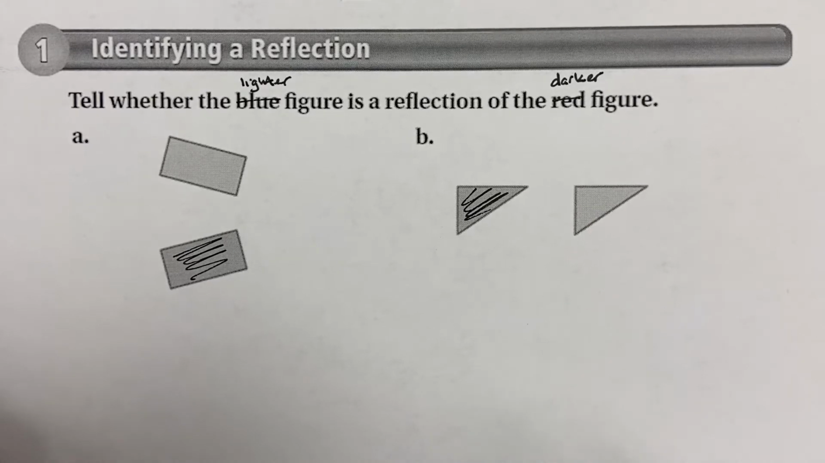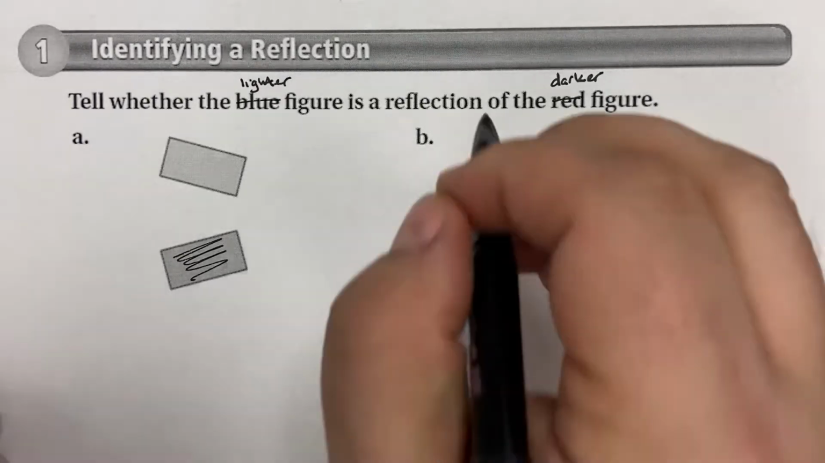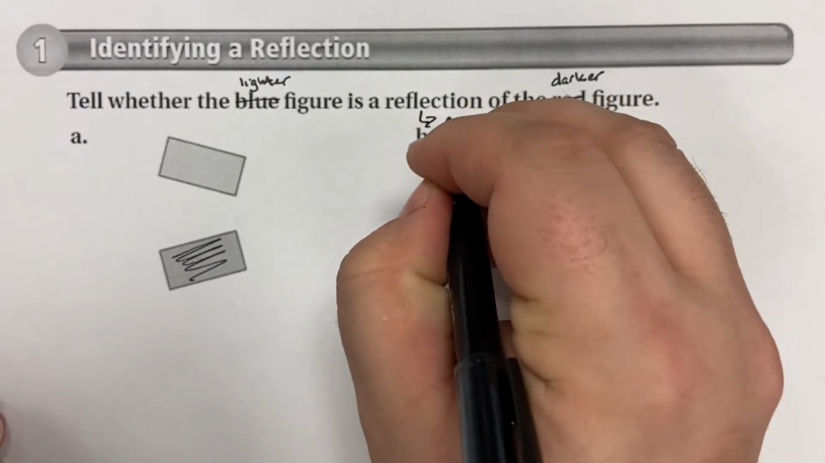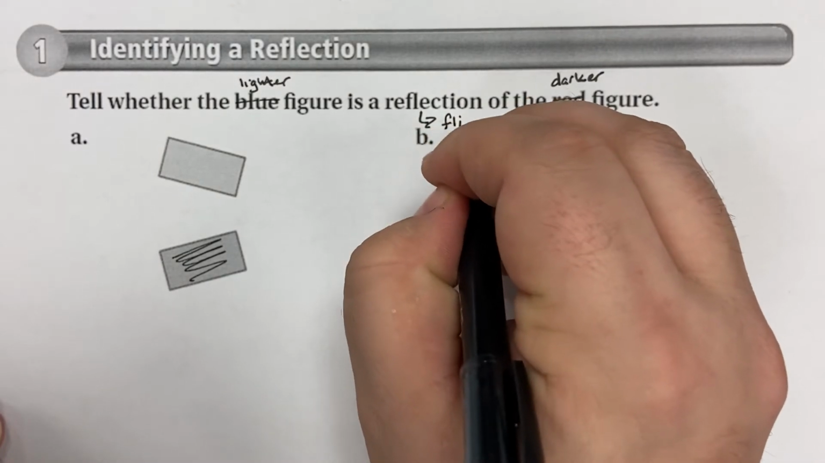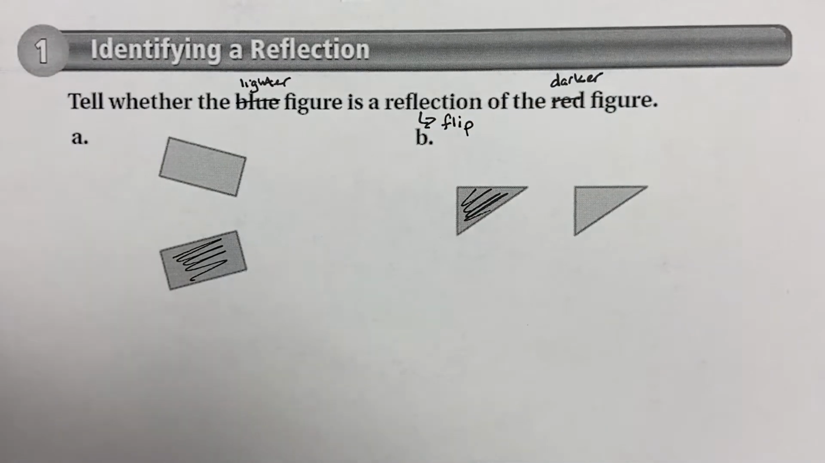All right, now that we've got that out of the way, what we're trying to do is figure out if it's a reflection. The word reflection means to flip. Think about it like a mirror. We call it our reflection for a reason. And the weird thing that happens is there is actually a center that everything is being reflected about.